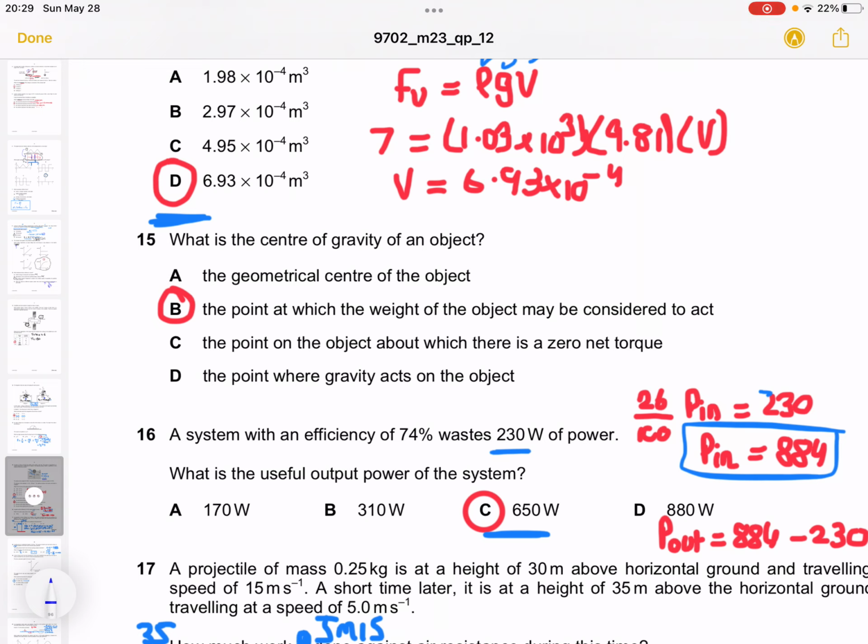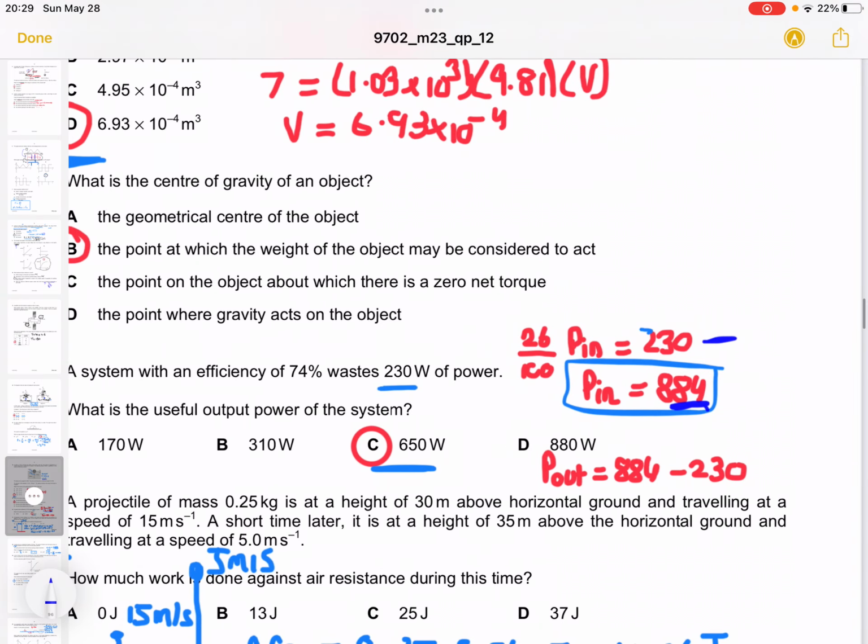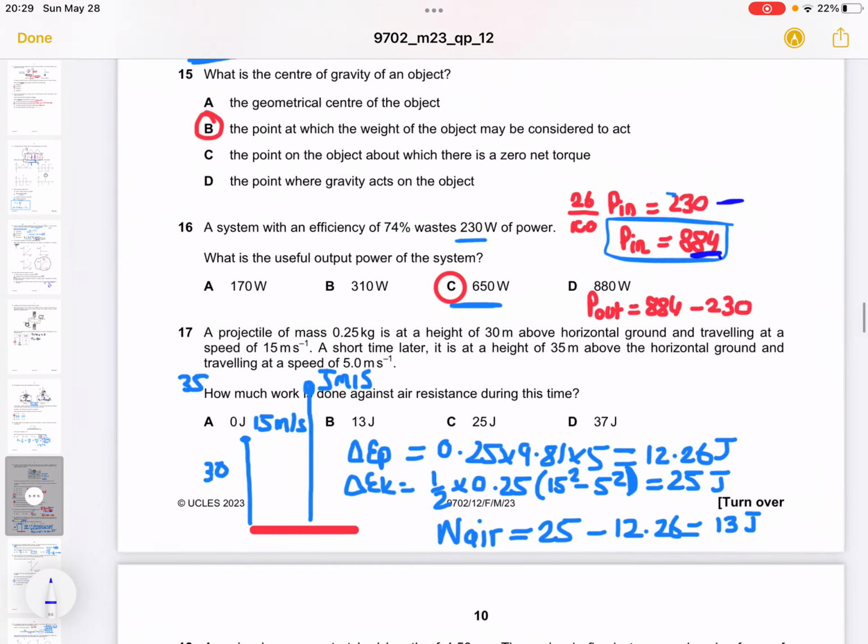So 26% of the input is 230 watts. So the input power is 884 watts. So the output power is 884 minus 230, which is 650 watts. So C is the appropriate answer.